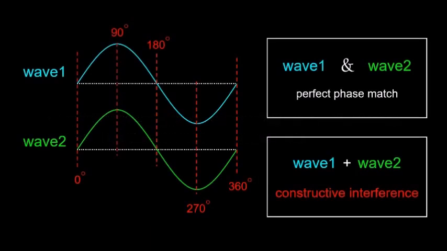All crests and troughs of wave 1 and wave 2 are aligned. Wave 1 and wave 2 are in perfect phase match. As you already learned in one of my earlier video lessons on light diffraction and constructive interference, these two waves will generate constructive interference.